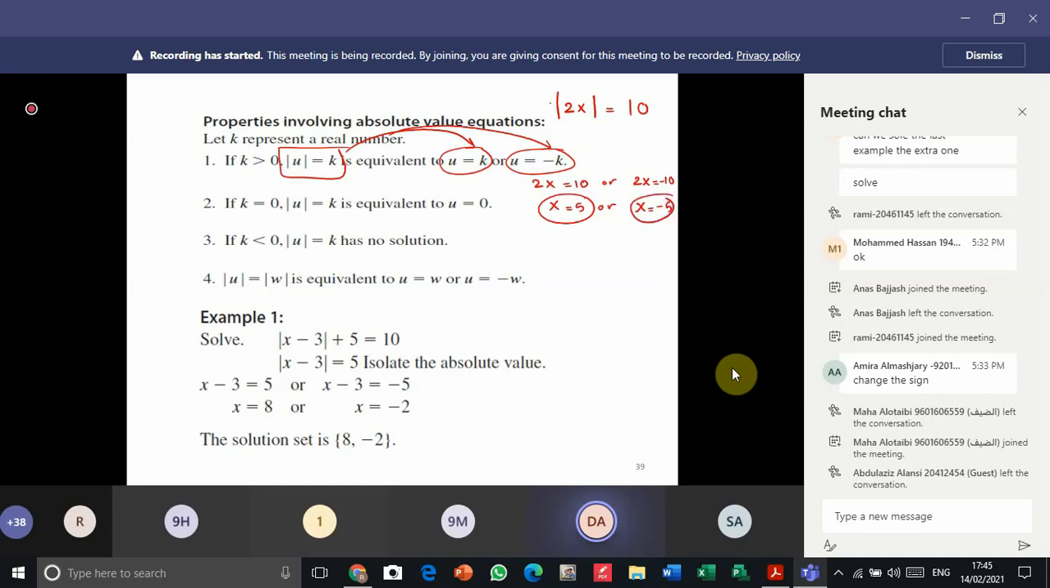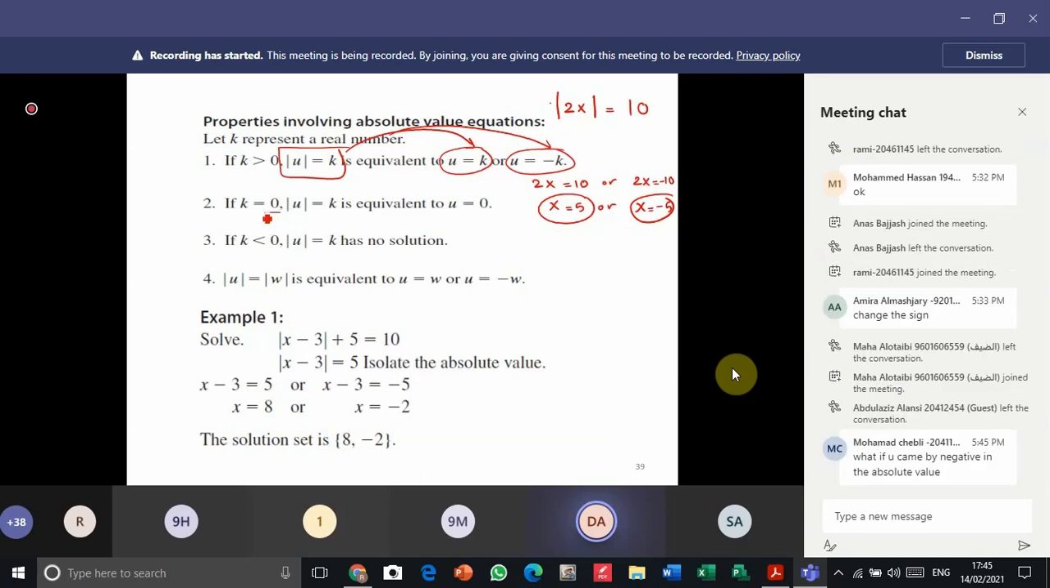But if k equals 0, we have one solution, u equals 0. For example, here, if the absolute value of 2x plus 10 equals 0, we have 2x plus 10 equals 0. Move the 10, minus 10, divide by 2, x equal negative 5.